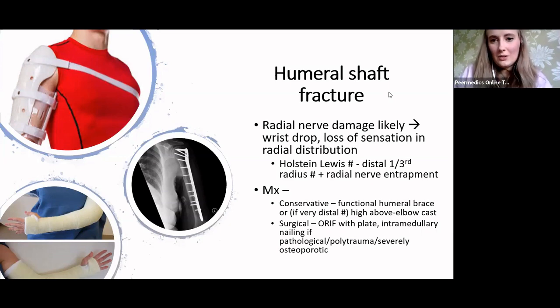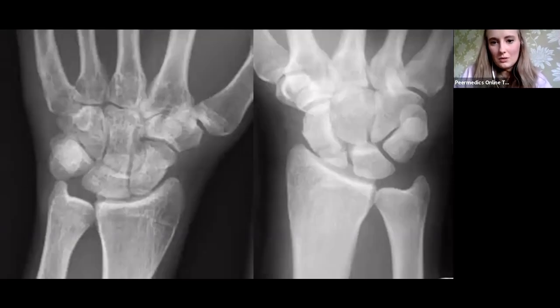Come on, move along. Yep. So what are we seeing here, guys? I'll take the name of the fracture. Anybody?